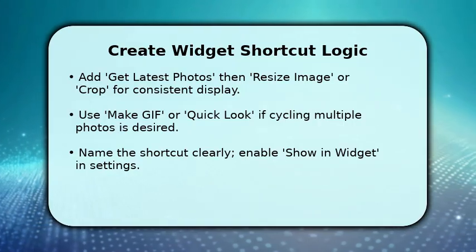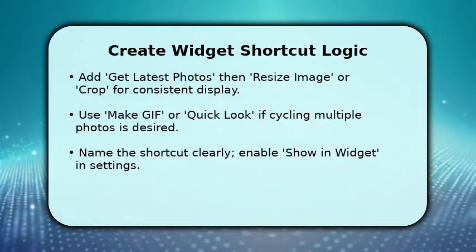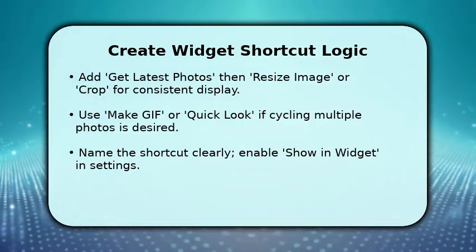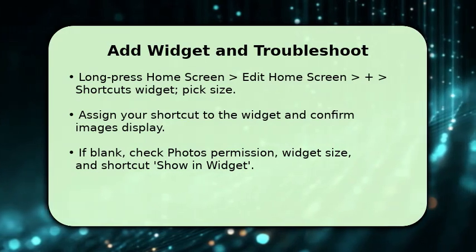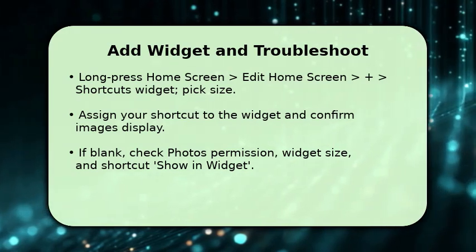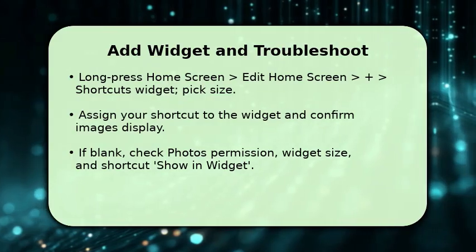Finally, test it by running the shortcut to confirm images appear as expected before placing. Finish by placing the Shortcuts widget on your home screen. Long press the background, tap plus, choose Shortcuts, and pick the size that suits your album. Then tap the widget to select the shortcut you created so it runs in the widget.